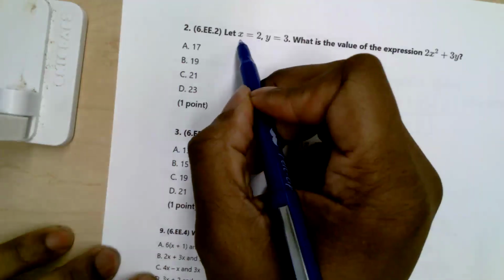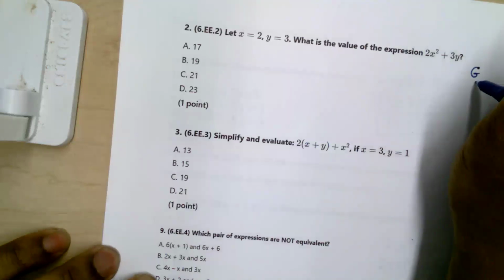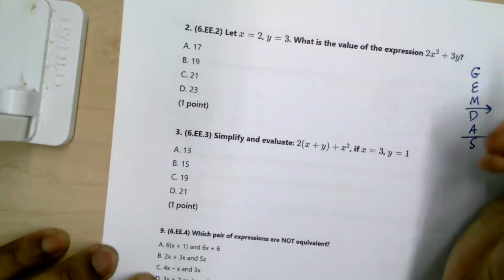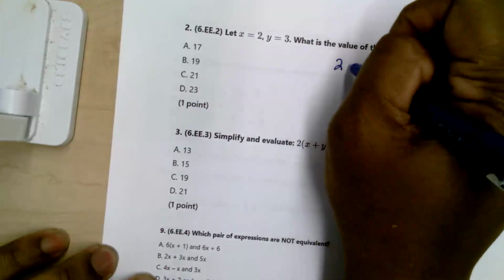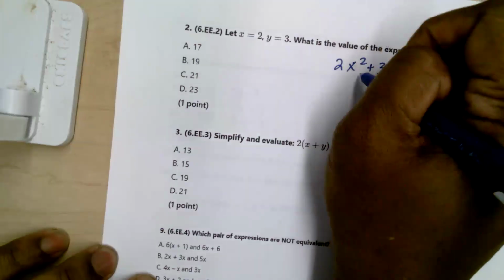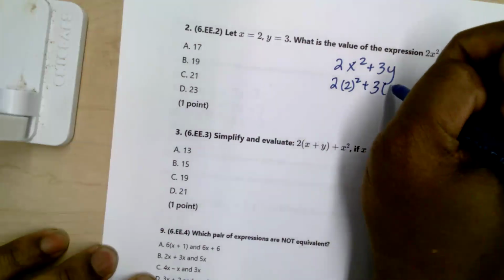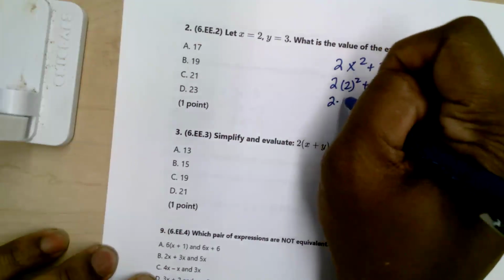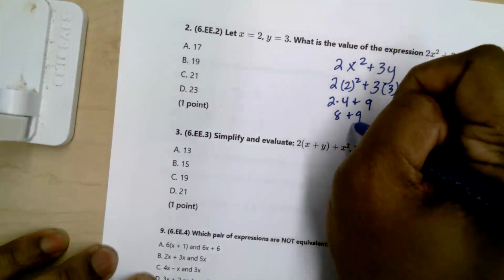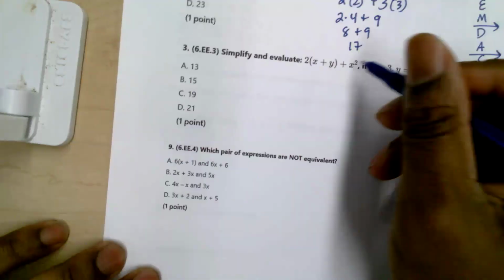Let x be 2 and y be 3. I'm evaluating, so I want to do GEMDAS. So then I want to write 2x squared plus 3y. And then x is 2, so it's 2 squared plus 3 times 3. And that's 2 times 4 plus 9. 8 plus 9 is 17. Oh, this is going to be fun.